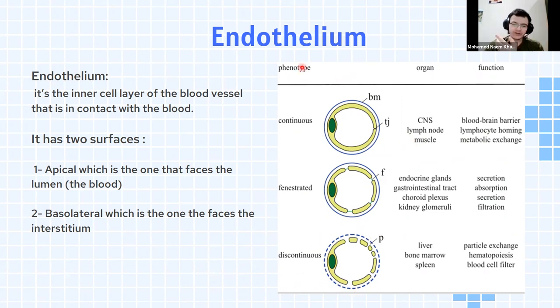I'm not sure, honestly, if I should explain this, because Dr. Abdul Jabbar said in the lecture, in the recording, that he's not going to ask about it. But let me just go very quickly over it, since it's very simple. You have three types of endothelium cells, or three types of vessels in general. The continuous one, as you see in here, the endothelium is full. There are no holes, no pores inside it, just one cell, and there's one tight junction that connects the cells with each other. Why would we want this kind of cell?